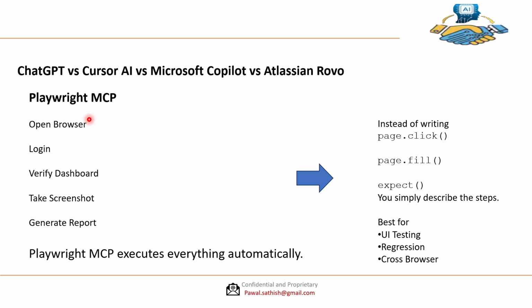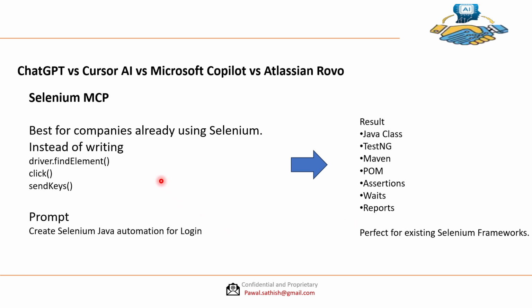Okay, so Playwright MCP, if you are using the Playwright MCP, it executes everything automatically. Okay, like here you can see, instead of writing code, we simply describe the steps, and it's very useful for UI testing, regression, and cross browser. Okay, same for the Selenium MCP. In case your organization is using legacy code, then we can use the Selenium MCP. Okay, and it also creates the Selenium Java automation for the login. Okay, and it's perfect for the existing Selenium framework.